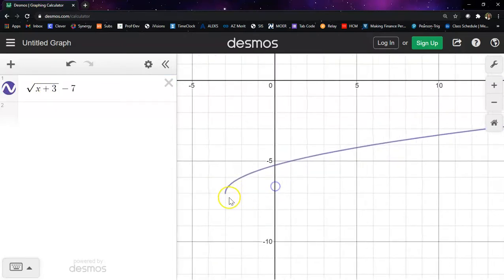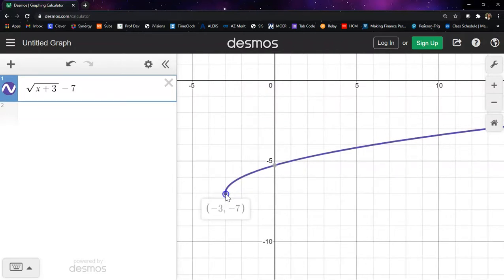If I take a look, the graph starts here at -3, -7, and then goes up forever and right forever. So domain is left and right, so it starts at -3 and goes right forever. So all numbers greater than -3 for domain. And for my range, it starts at -7 and goes up forever. So all numbers greater than or equal to -7.